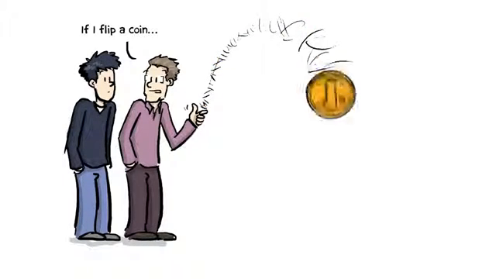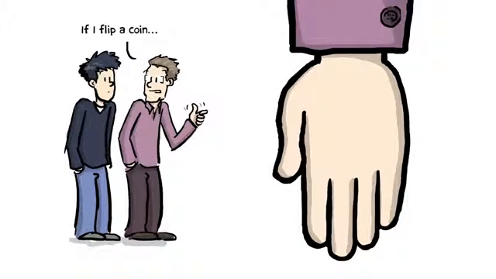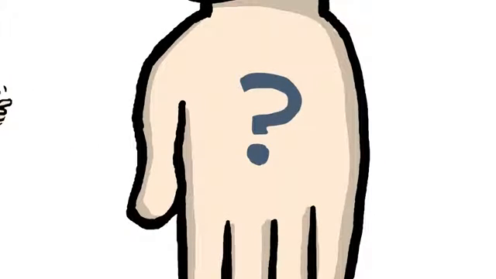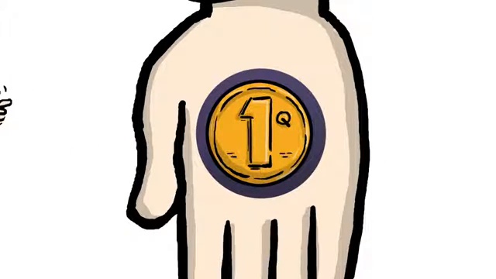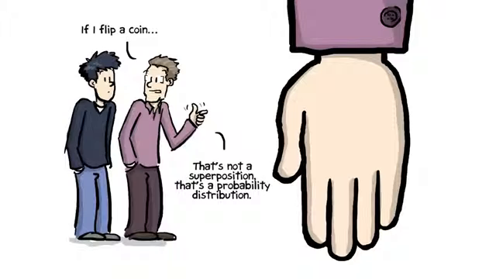If I flip a coin, I don't carry coins in my pocket anymore, or I'd flip one. I flip a coin and then I cover up the coin as soon as it lands. You don't know whether it's a heads or a tails, but it's either a heads or a tails. We just don't know yet. That's not a superposition. That's a probability distribution.